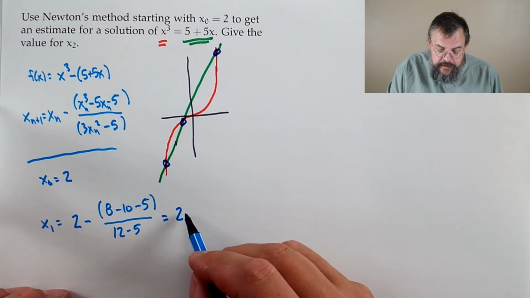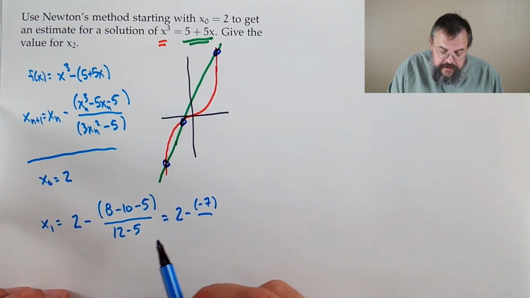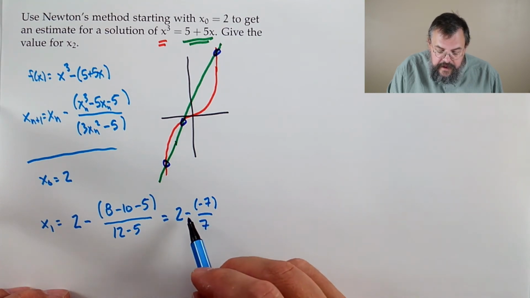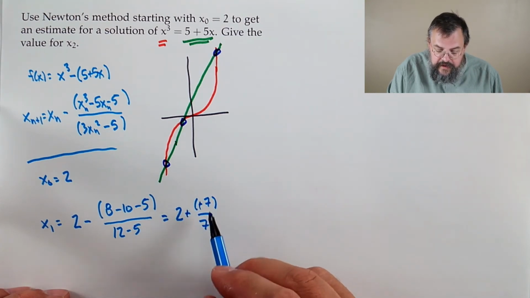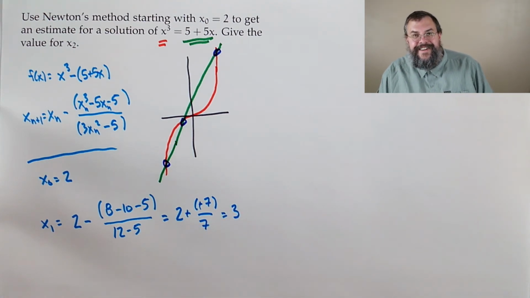So this is really 2 minus negative 7. And then 12 minus 5 is positive 7. So minus makes a plus, and 7 over 7 equals 1. So this is 3. Nice.